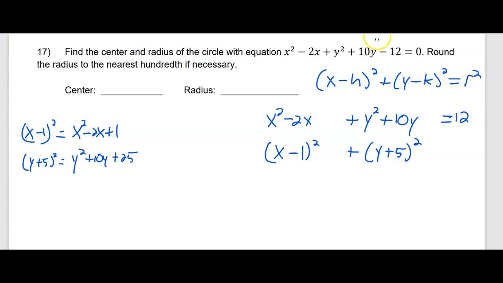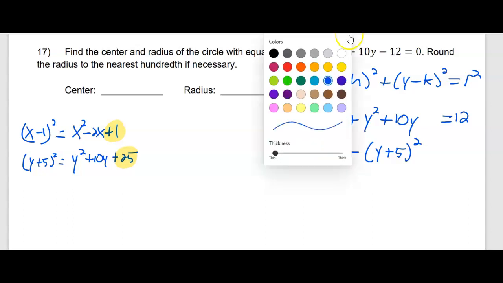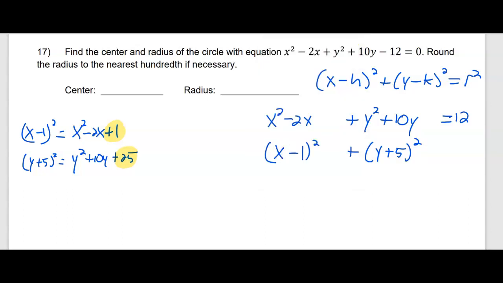So notice the 1 and the 25 that are needed to have these perfect square forms. These are the numbers that we have to add. Add 1 there and add 25 there to make a perfect square. Now that's easy to get by just doing negative 1 squared and 5 squared to get those numbers.